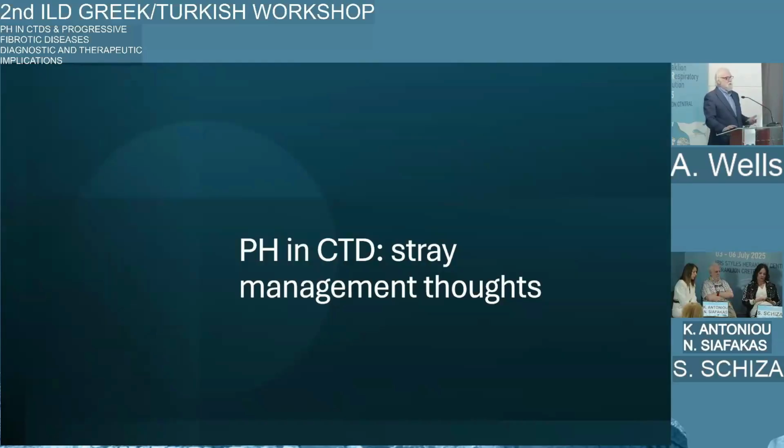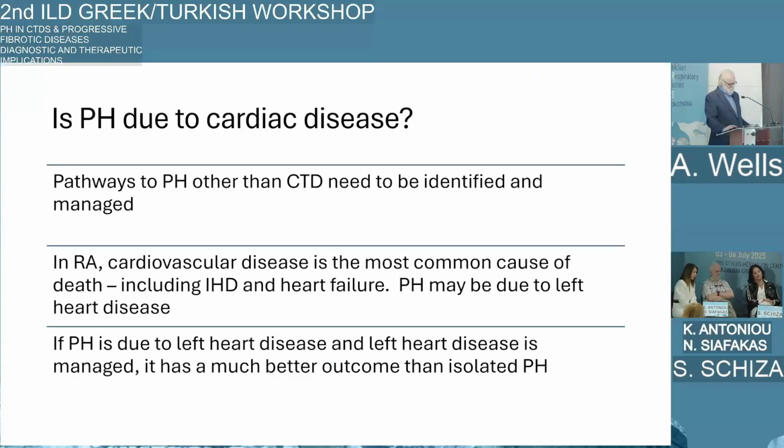I'm on to the third one of my 5-minute talks now. This I can be brief in. Pulmonary hypertension and CTD, stray management thoughts. And I guess this is very similar to PH in general, but it has to be amplified somewhat in CTD because there are more often odd pathways to pulmonary vasculopathy in CTD.